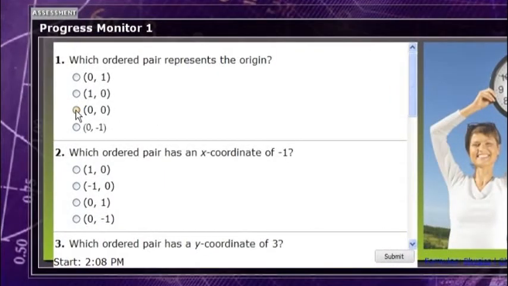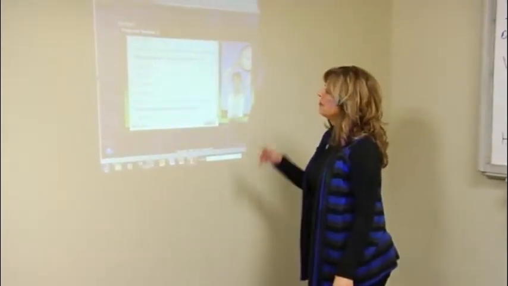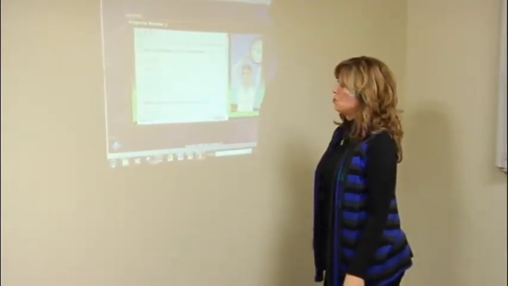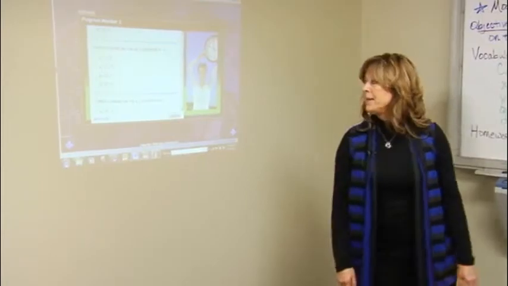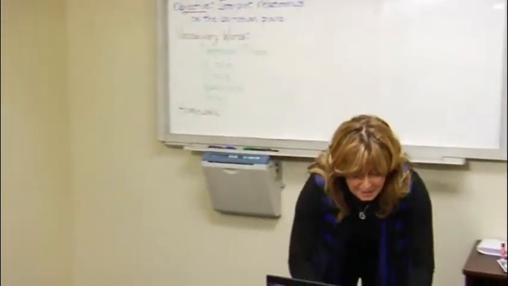Okay. A little trickier question. Which ordered pair has an x-coordinate of -1? Now you have to know which is your x, which is your y when you have your ordered pair. A, B, C, or D? B. We have a vote for B.